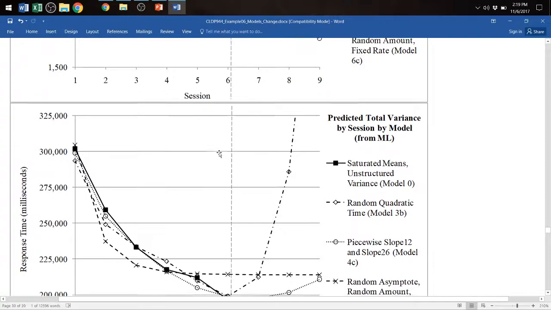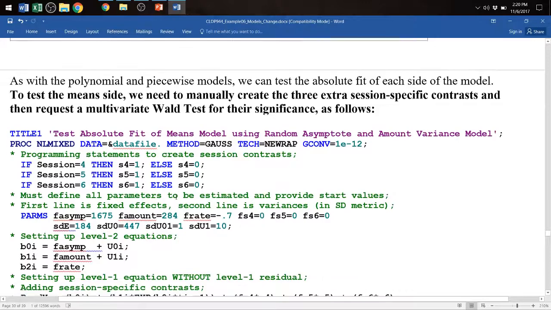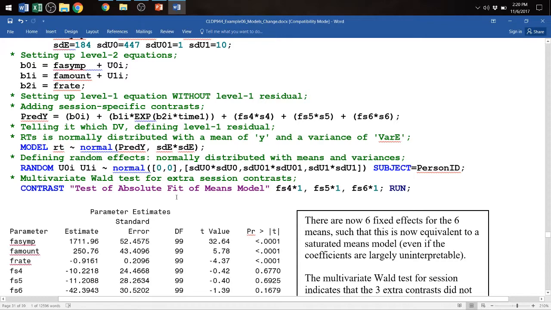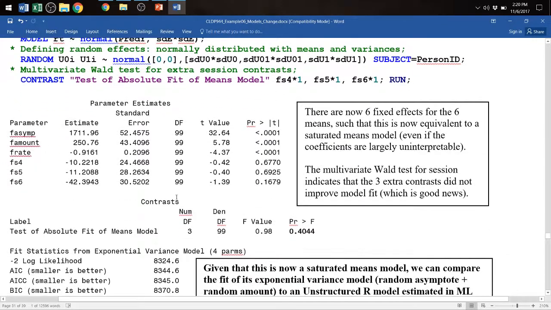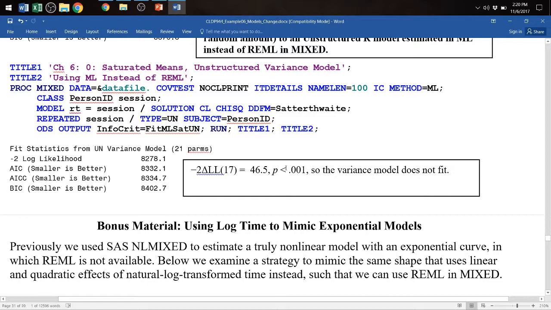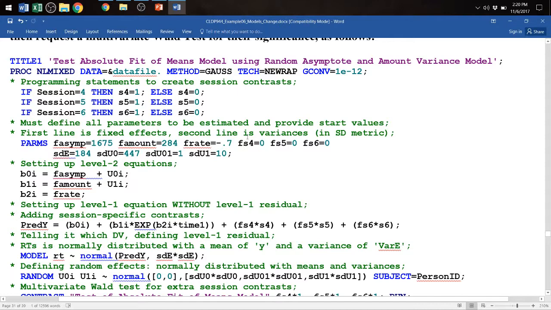It does a pretty good job on the mean side. It does not do a very good job on the variance side. So this line here is markedly off relative to the others. As with the other models, we looked at absolute fit, which we can do via likelihood ratio tests since we're in ML. The means model fits absolutely. We can add in session-specific contrasts. The variance model does not. So it does a good job on the mean side, but not on the variance side. There are only 2 random effects instead of 3, which may be part of the problem.